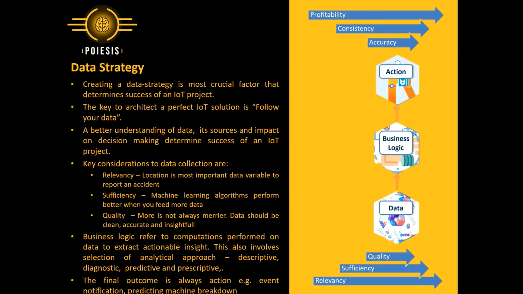Key considerations for data collection are relevancy. For example, location is the most important data variable to report an accident. Sufficiency means the amount of data required to make a decision. Data should be collected in the required volume or quantity to enable the decision making process. One more thing, machine learning algorithms perform better when you feed more data.